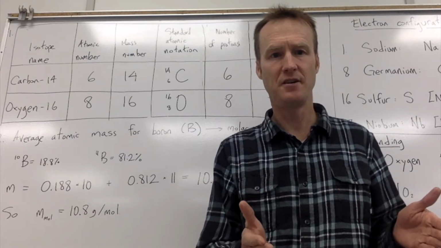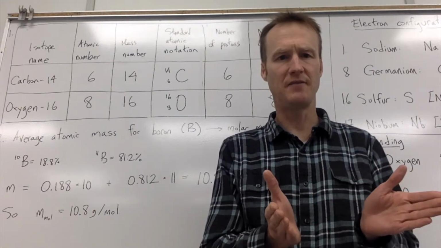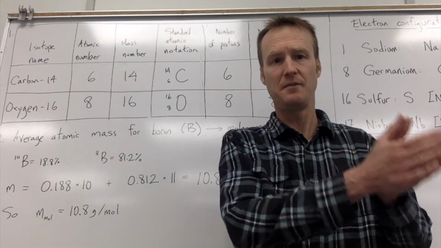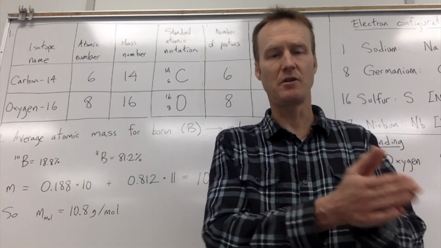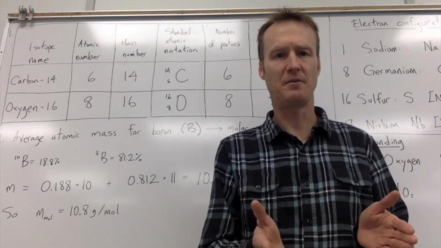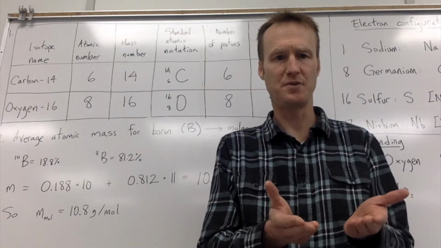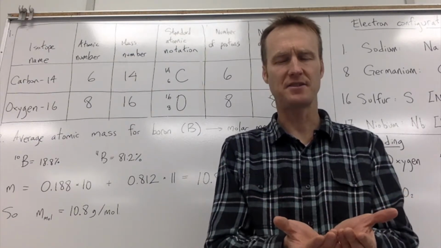And a reminder, two isotopes of a given element are going to be particles that are identical in the number of protons, but different in the number of neutrons, making them different isotopes with different atomic masses.